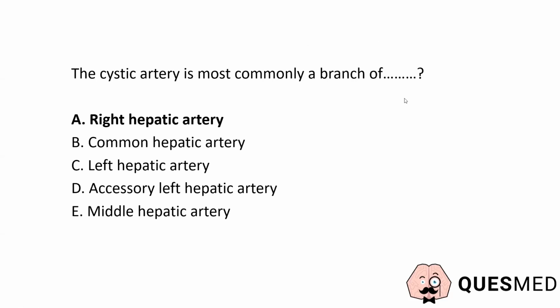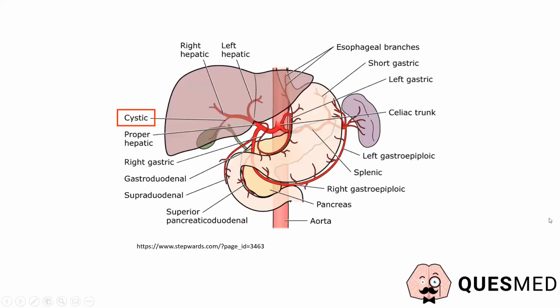Excellent. So again, the majority of people got this question right. And if we move on to the next slide, I'll just explain a wee bit about why that's correct. So in this diagram, you can see here that the cystic artery is branching off from the right hepatic artery. So this is a really common question in exams.